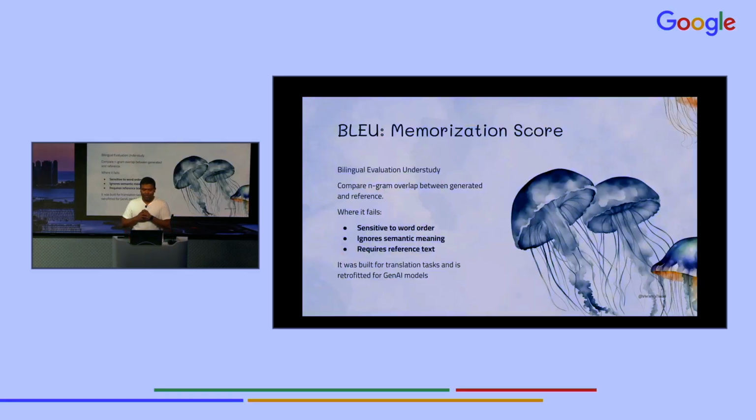Okay, so the first one is BLEU. This is the score that you give the model to measure how well the model memorizes. It stands for bilingual evaluation understudy. This score was created for translation tasks. Since the field is so new, we don't have good ways to measure things. So what we are doing is trying to identify things from the past, older models, older ways of doing things, and trying to retrofit them for Gen AI.